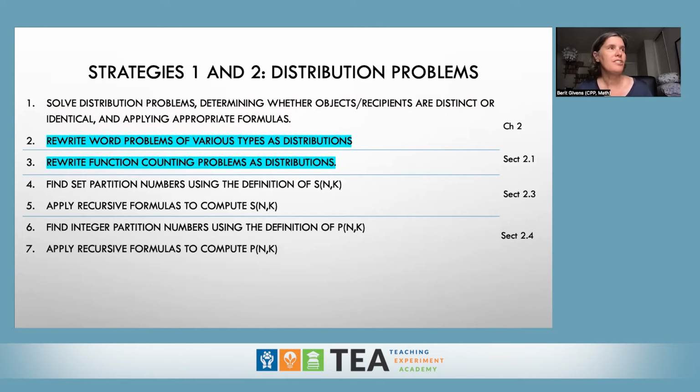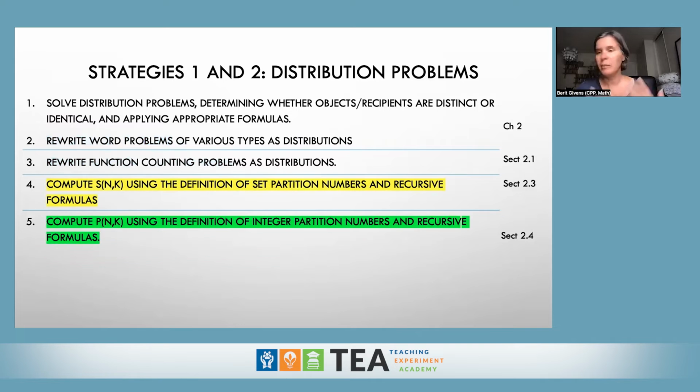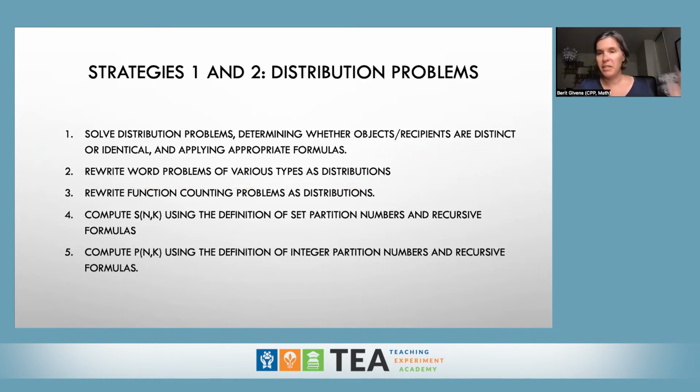And then finally, the last two sections, outcomes 4 and 5 now are both about set partition numbers, 6 and 7 are about integer partition numbers. And so I just combined those as well. And so in this way of consolidating and using my index cards, I took the 12 objectives that I had for chapter 2, and I boiled them down to just 5.